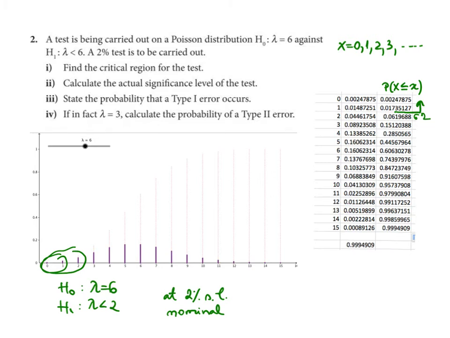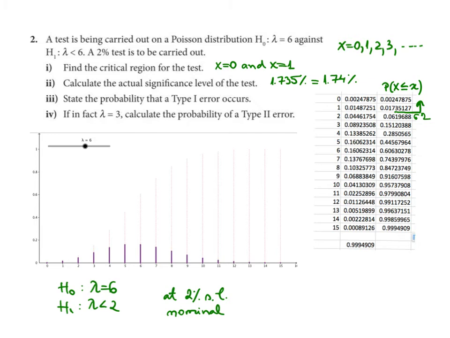This means that the critical region is x equals 0 and x equals 1. That's where I reject H0. And the actual significance level of the test is 1.735%, or 1.74% to three significant figures.